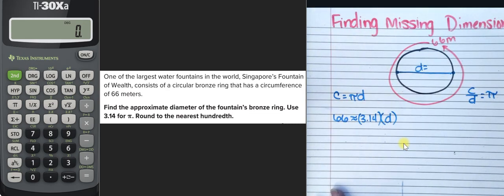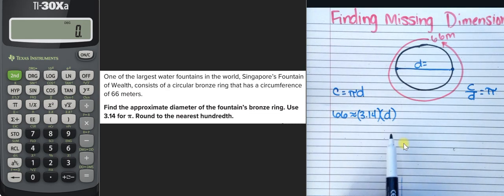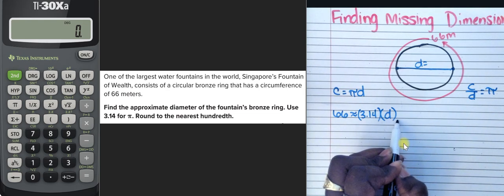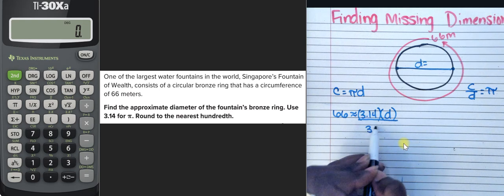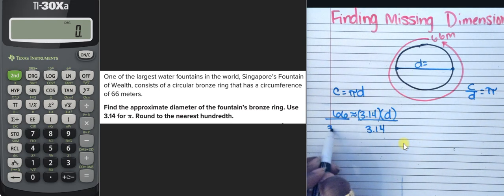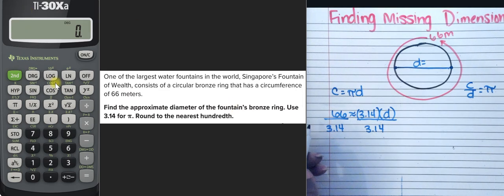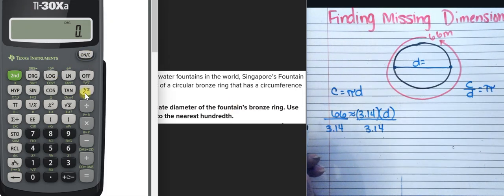All right. So remember, the goal is we're looking for the diameter. We see that it is not isolated. The reason it's not isolated is because we're multiplying by 3.14. So to get rid of that, what we'll need to do is divide both sides by 3.14. And when we do our calculations, we have 66 divided by 3.14.